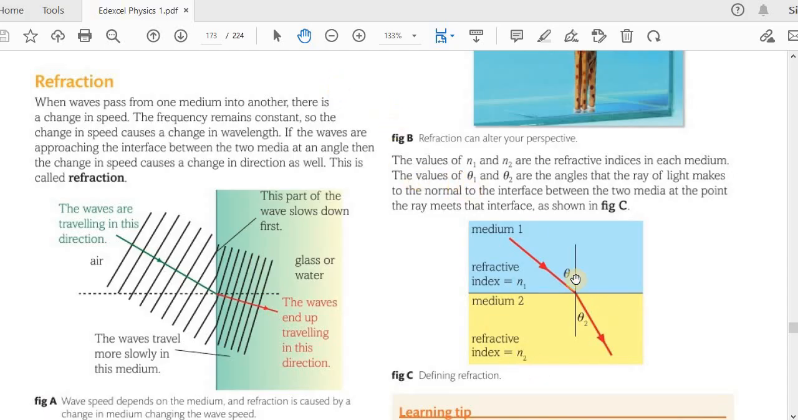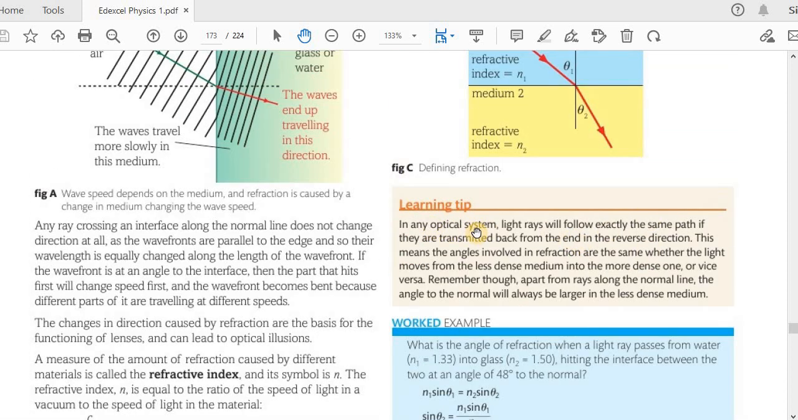The values of theta 1 and theta 2 are the angles that the ray of light makes to the normal to the interface. This is the interface, by the way, and this is the normal. The black vertical line is the normal, and this black horizontal line is the boundary between the two media, which is called the interface. The angles are measured to the normal, to the interface between the two media at the point the ray meets that interface, as shown in figure C. So this is the normal to the interface. That's why they say to the normal, to the interface between the two media.